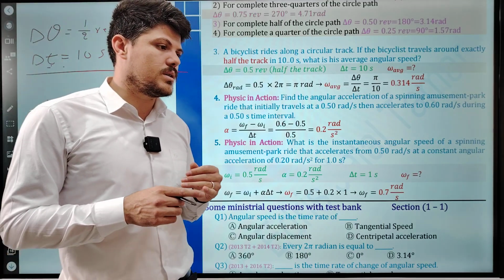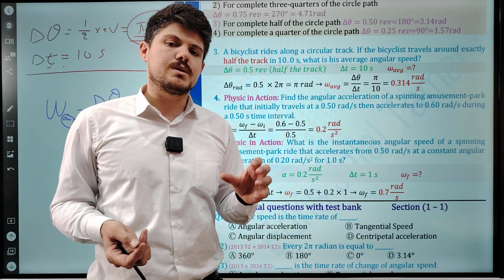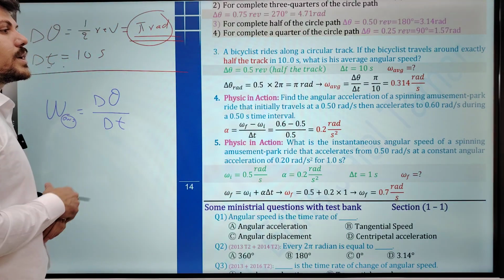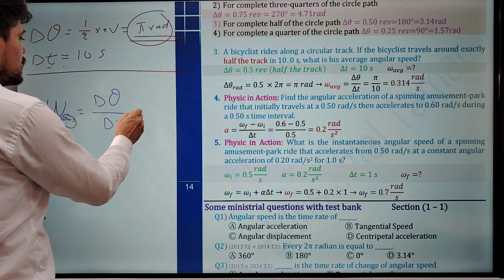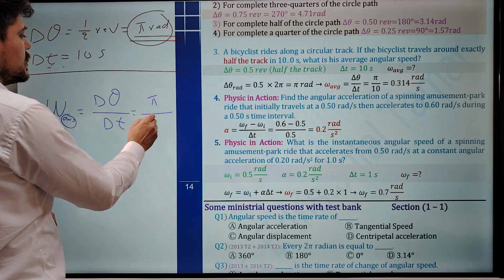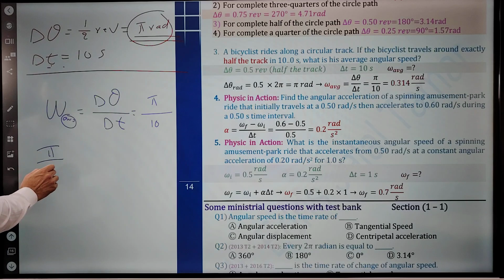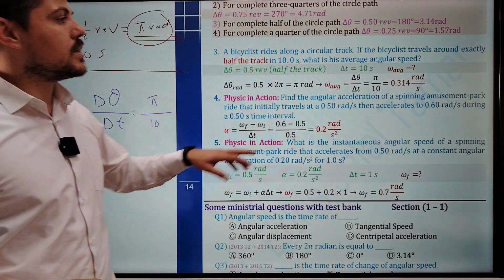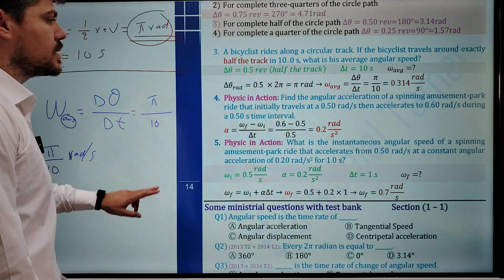But if you see in the question start from rest, stop, constant angular acceleration, it means that you have to use the four kinematic equations at constant angular acceleration. So in this case you can replace theta: pi divided by 10 seconds, which is pi over 10 rad per second. So you can open the pi and it is equal to 0.314 rad per second.